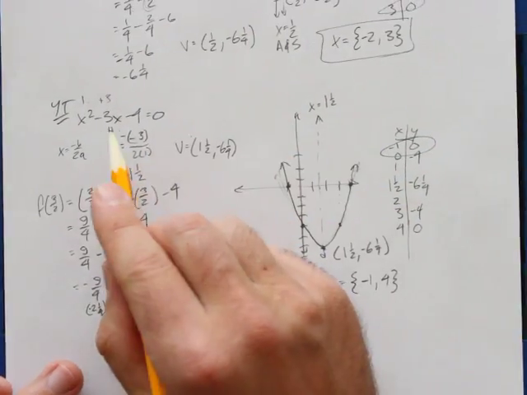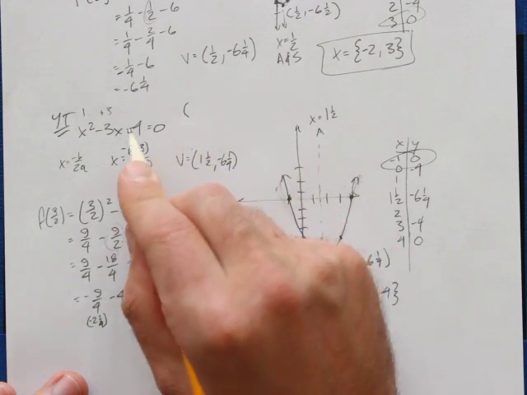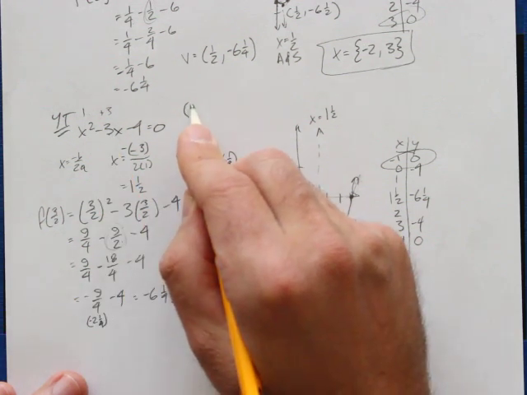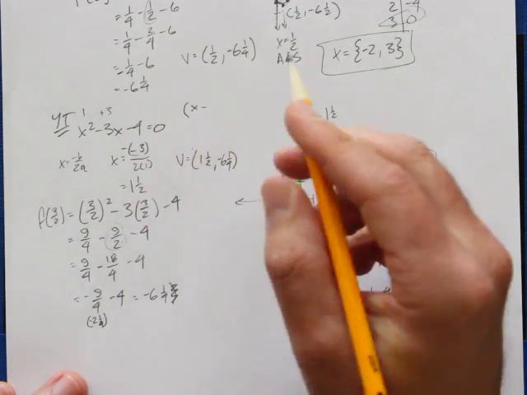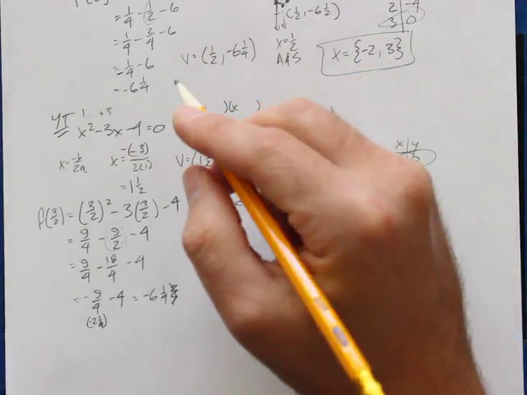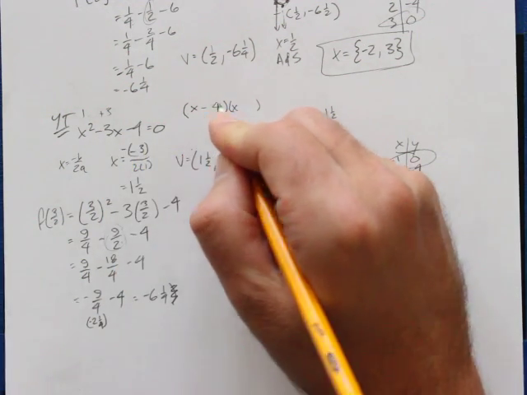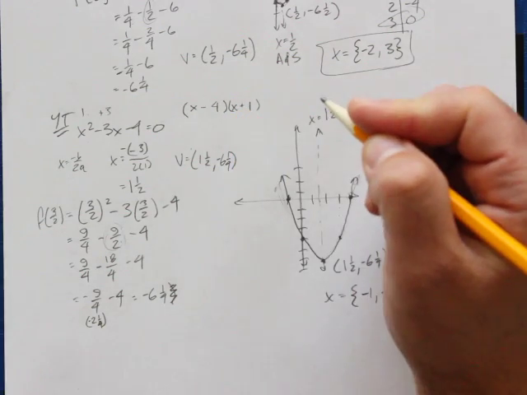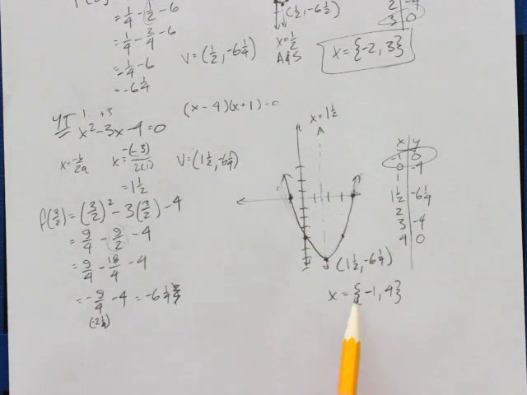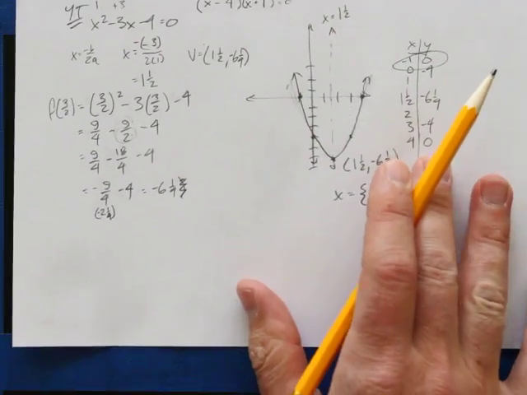Now you may remember from algebra that I can say, what do I multiply together to get negative 4 and add together to get negative 3? Multiply to get negative 4, add to get negative 3. So x minus 4, x plus 1. And if you set each of these equal to 0, then you would get negative 1 and positive 4. So that's another trick. Okay.